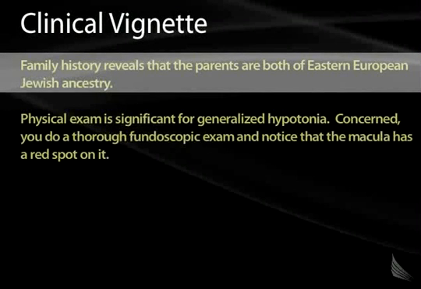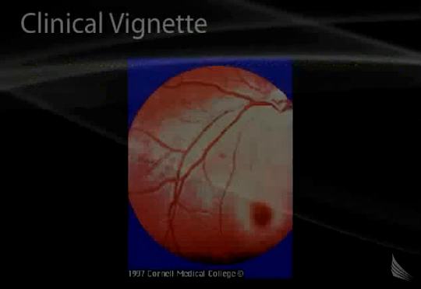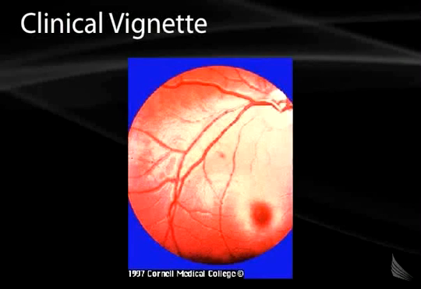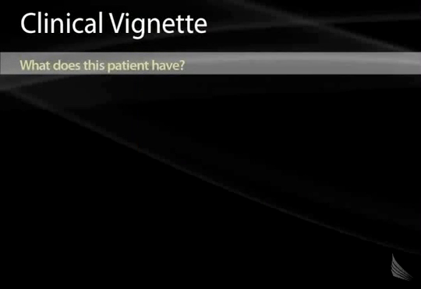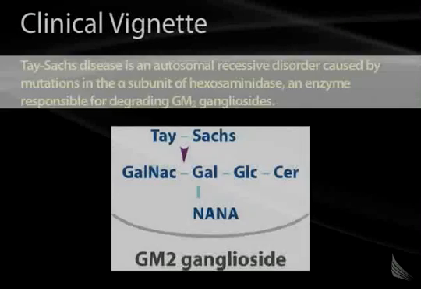Family history reveals that the parents are both of Eastern European Jewish ancestry. Physical exam is significant for generalized hypotonia. You're concerned about this, so you do a thorough fundoscopic exam and notice that the macula has a bright red spot on it that looks like this. So what disease does this patient have? This patient has Tay-Sachs disease.